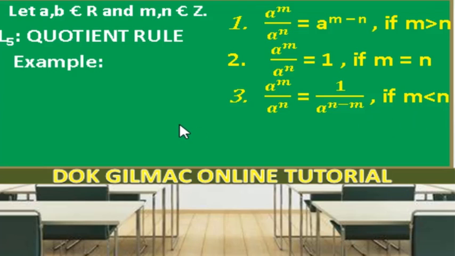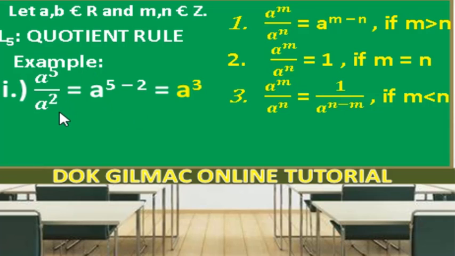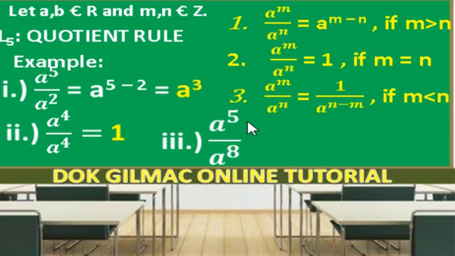Let's have an illustrative example. a raised to 5 over a squared is just equal to a raised to 5 minus 2, or simply a raised to 3. a to the 4th over a to the 4th is just equal to 1, since m is equal to n. Number 3: a raised to 5 over a raised to 8. This is just equal to 1 over a raised to 8 minus 5, or simply 1 over a raised to 3.